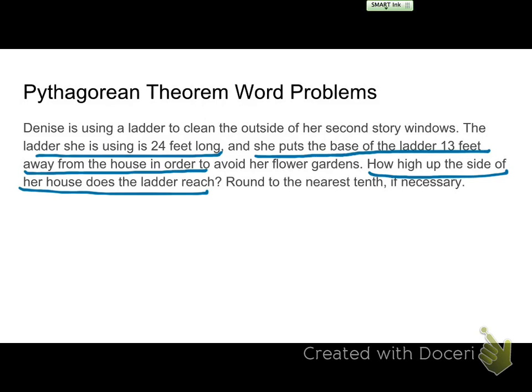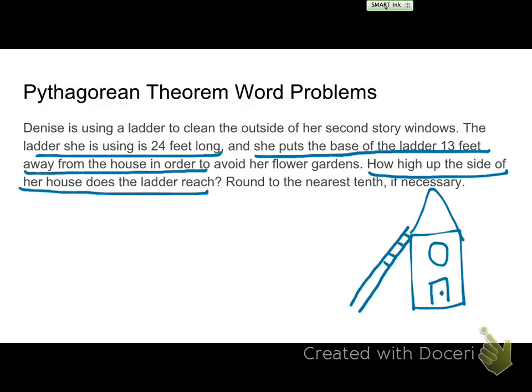So the first thing I'm going to do is draw a house. It doesn't have to be beautiful. We have a house, and then we have a ladder. The ladder is 13 feet away from the house, and it is leaning up against the house. So here's our ladder. From the bottom of the ladder to the edge of the house is our base, because that's where the flower garden is. You don't have to draw little flowers, but there you go. The ladder is 24 feet long, so we label the ladder as 24 feet, and the distance from the bottom of the ladder to the edge of the house is 13 feet.